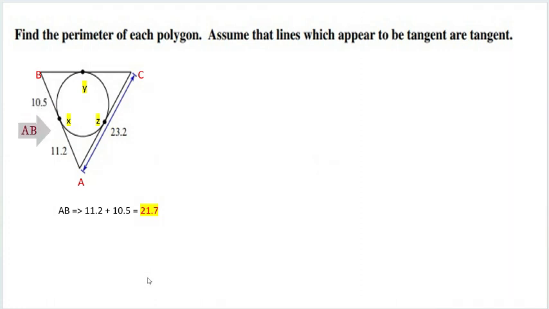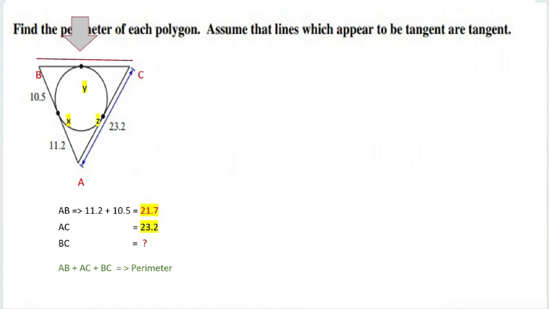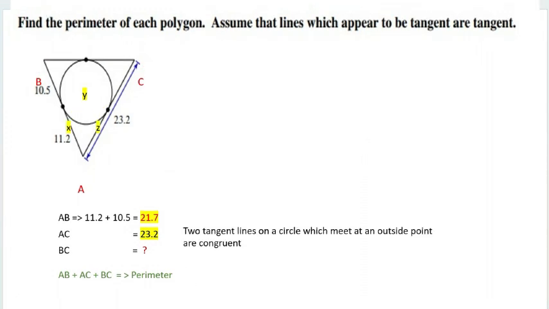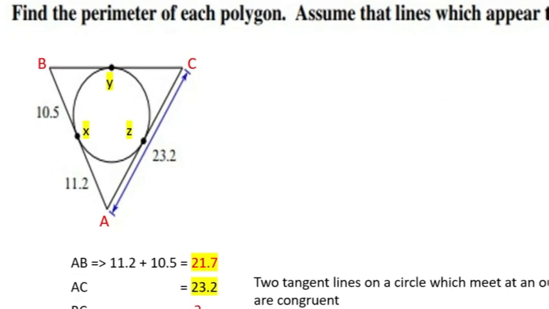We also know AC. AC is equal to 23.2. So what we need to find is BC. So once we find the value of the line segment BC, we can add AB, AC, and BC, and that would give us the perimeter. So we're going to use the rule: two tangent lines of a circle which meet at the outside point are congruent. So in order to find out what BC is, we're going to look at point B first.